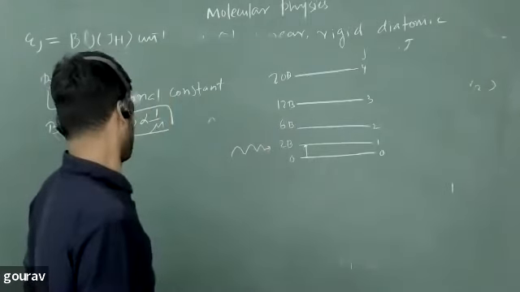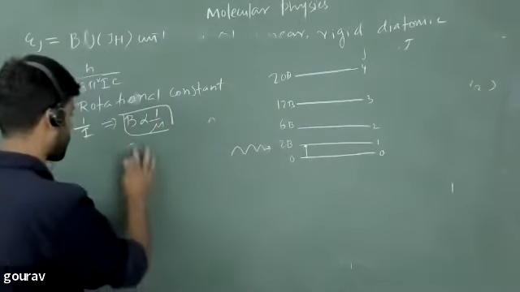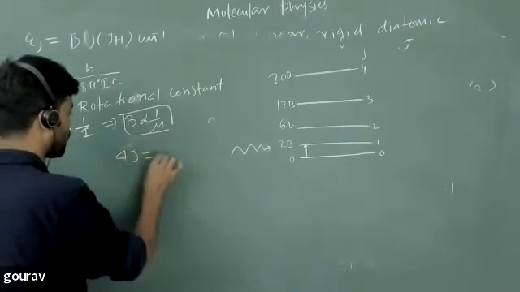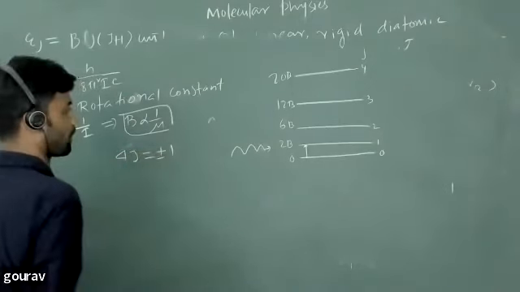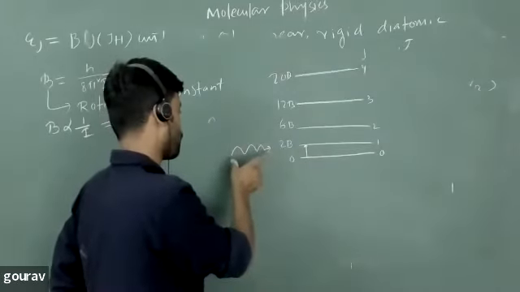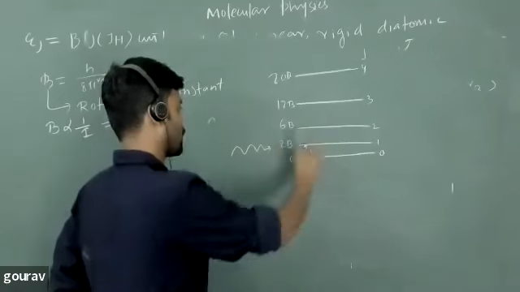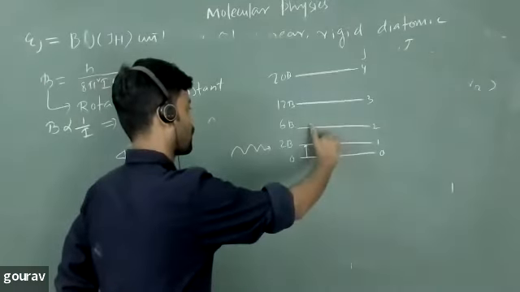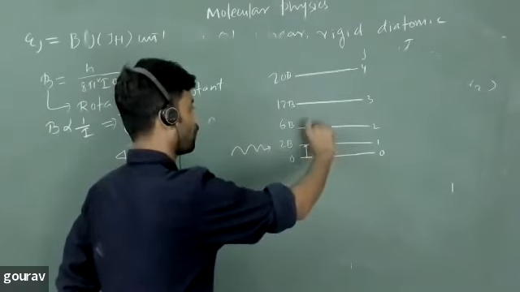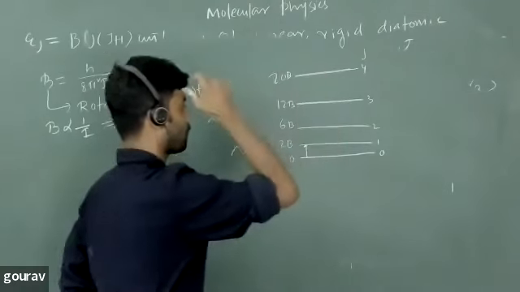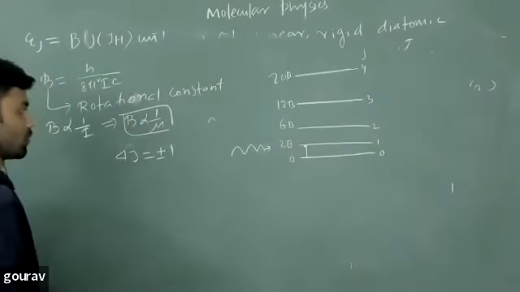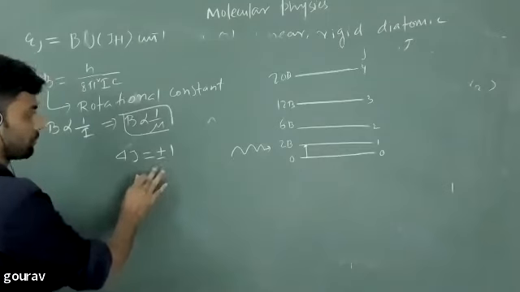Okay, and for rotational transition, the selection rule is always delta J equals plus minus 1. I mean, if you send a photon having large energy, it cannot jump from here to here. It can jump from 0 to 1, from 1 to 2, from 2 to 3, 3 to 4. Only one step it can go. So that is the selection rule.